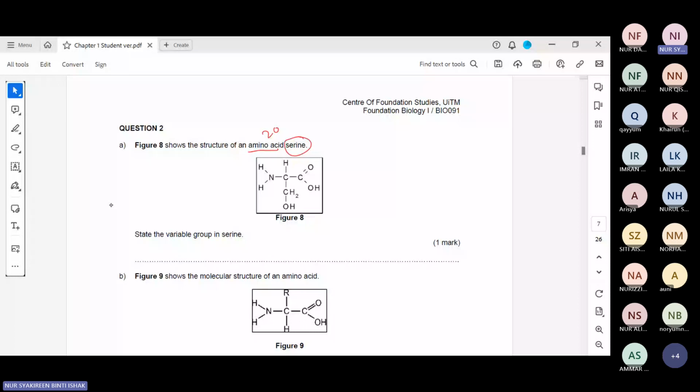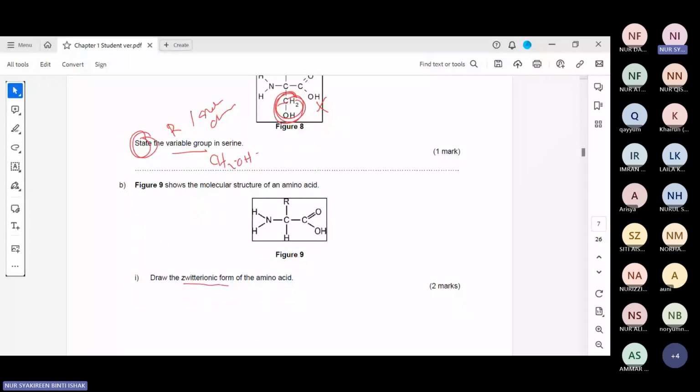Circle dia tak dapat markah tau sebab dia suruh state. Okay, if you circle kat sini, your answer will be wrong because you are not answering what the question wants. The question wants you to write the side chain. Okay, so figure 9 shows the molecular structure of an amino acid. Draw the zwitterionic form of an amino acid.